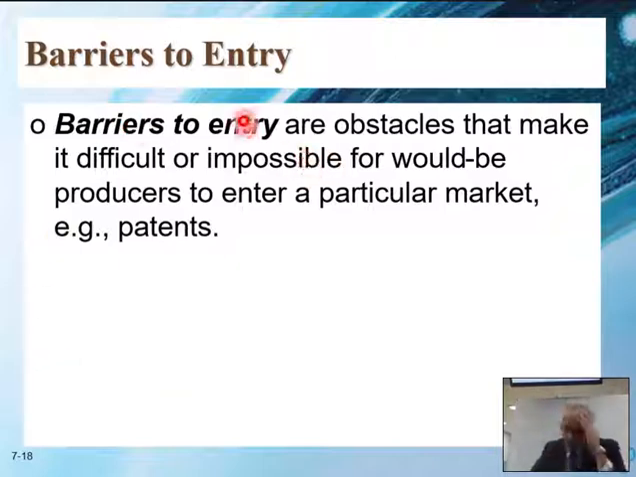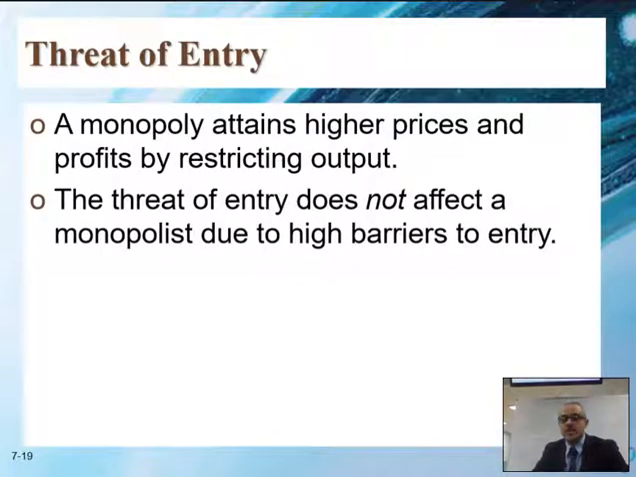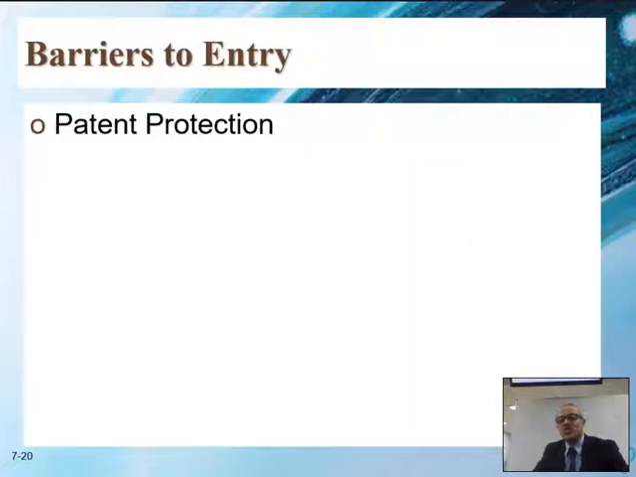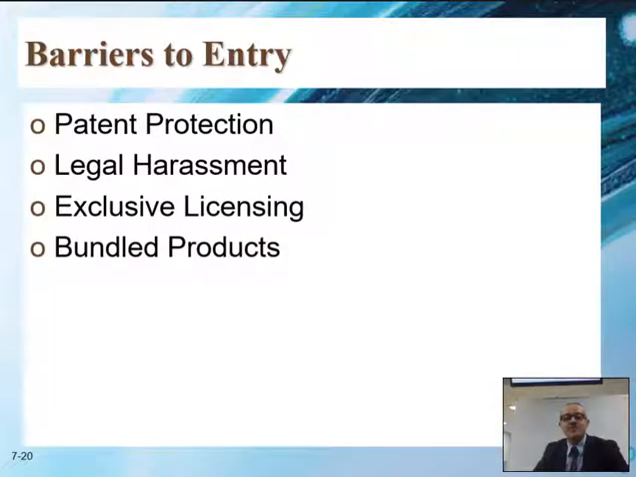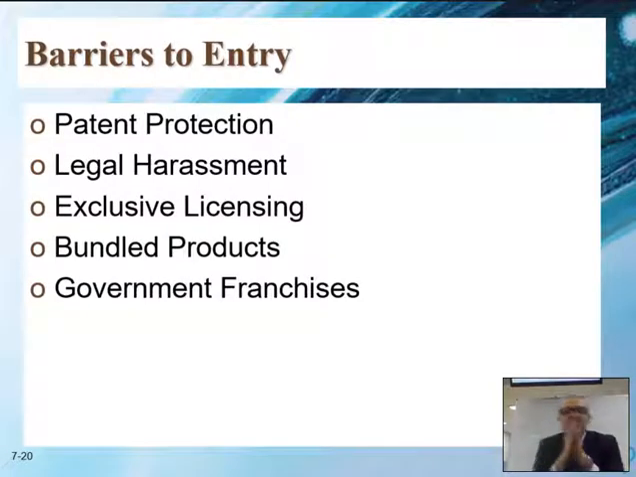Barriers to entry. These are the obstacles that make it difficult or impossible for would-be producers to enter a particular market. The example is a patent. In the case example of the pill for cancer, it's a patent, right? Threat of entry: monopolies attain higher prices and profits by restricting output. The threat of entry does not affect monopolists due to high barriers to entry. Barriers to entry include patent protection, legal harassment, exclusive licensing, bundled products, and government franchises. Did you understand each one of these 5?